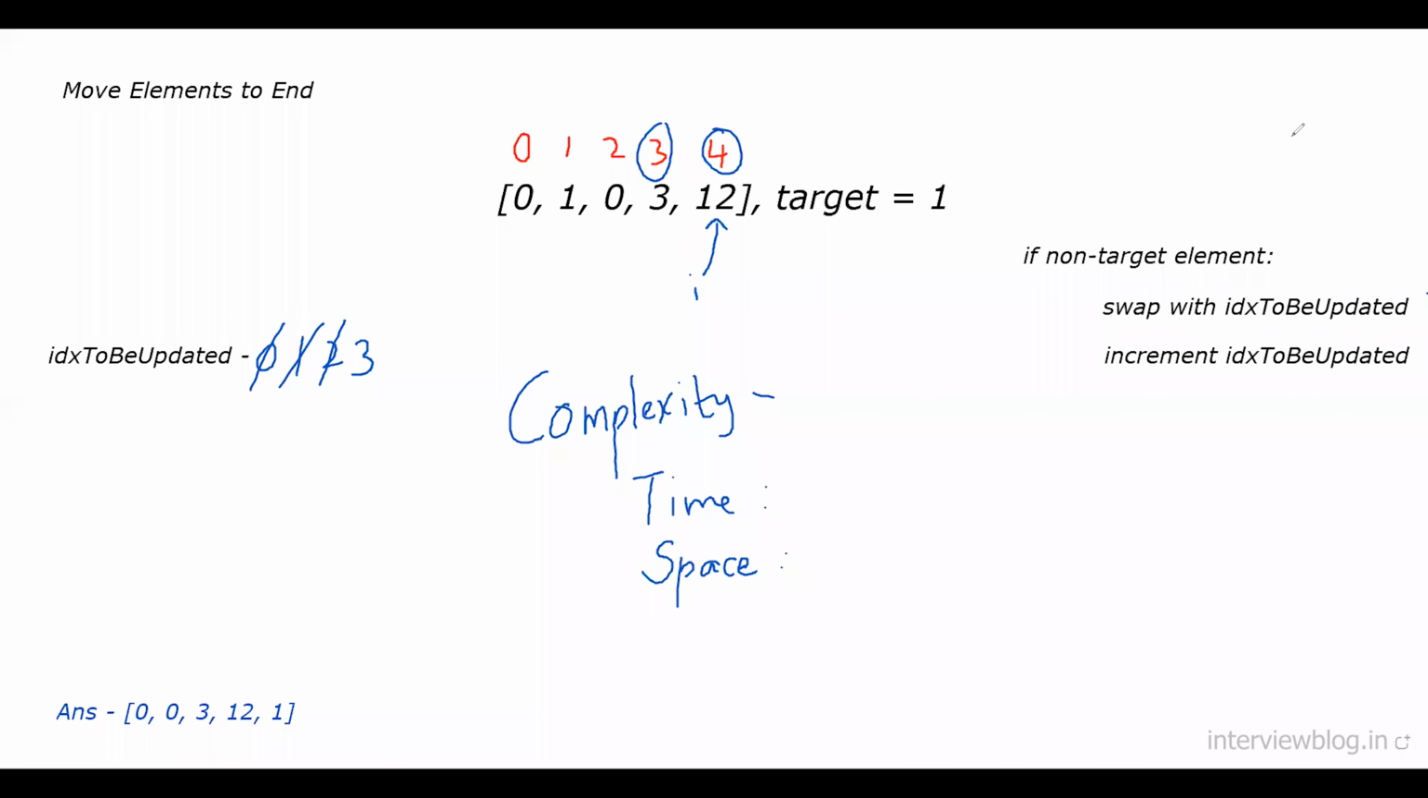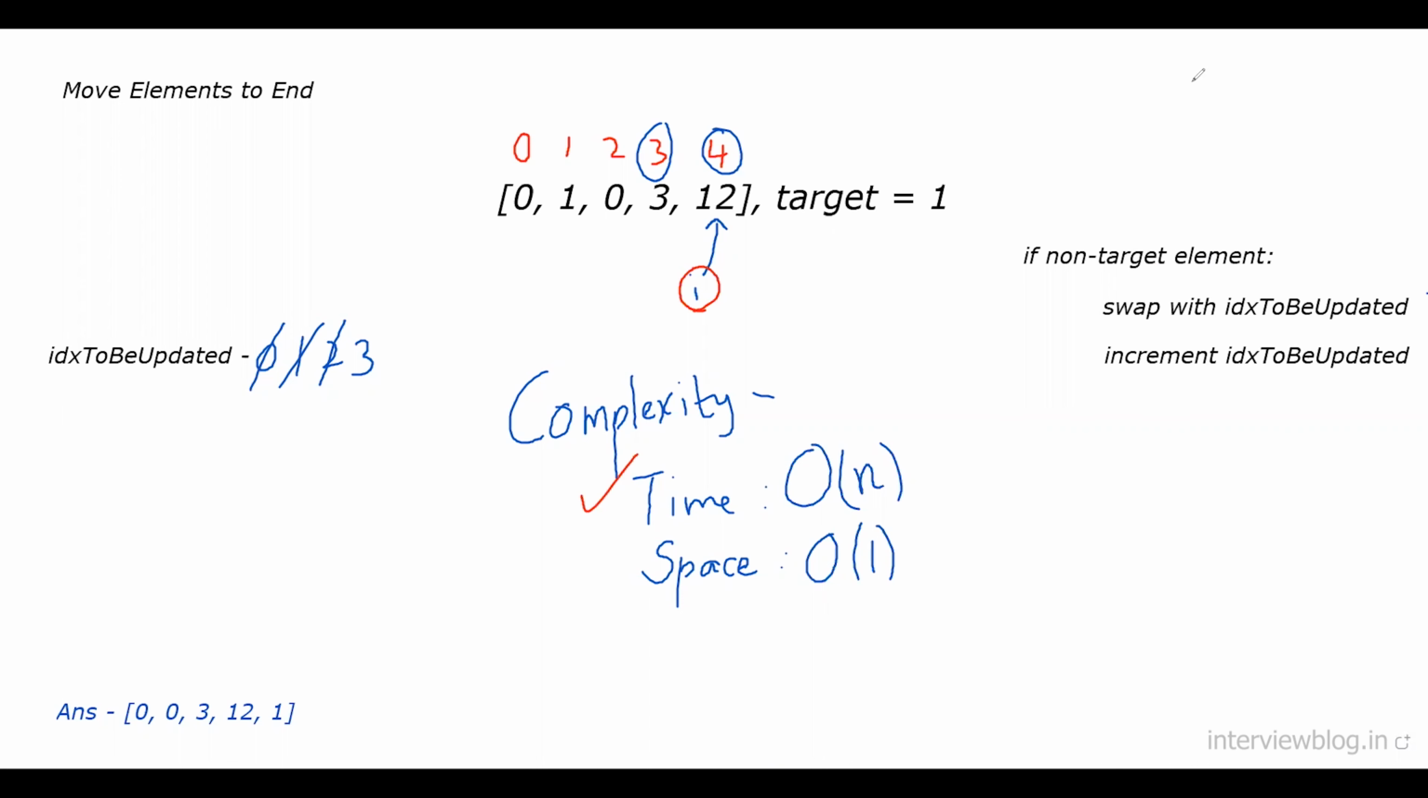So the time complexity of our solution tends to be big O of n, where n is the number of elements in the given input array, and the space complexity of our solution tends to be big O of 1. So why is our time complexity big O of n? Since we are using this ith pointer to traverse the entire array, we are visiting each and every element that is present in the array, and hence the time complexity tends to be big O of n.